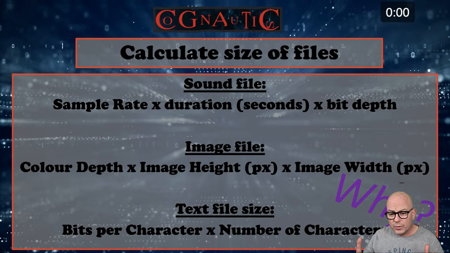So let's jump on to image file. Same deal. You multiply the color depth by the image height by the image width. So actually the physical size of the image, and the height and width of the image are in pixels, and the color depth is in bits, all right? Bits, bits, bits. So bits times pixels. And then you've got the text file, much the same. And if you think about this logically, it makes complete sense.